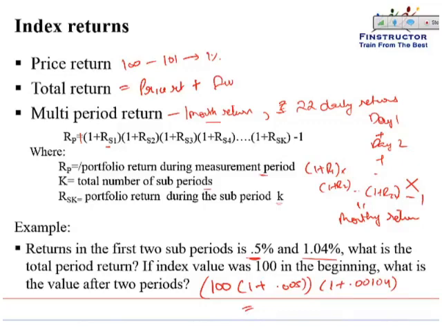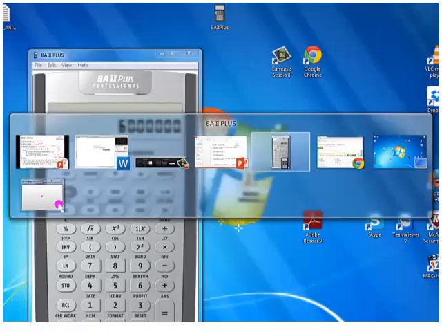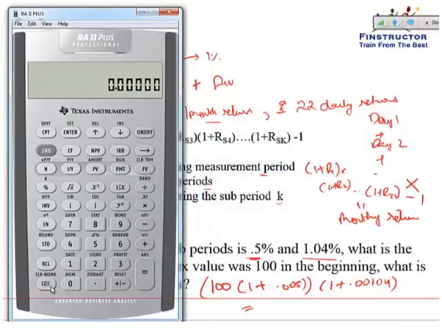Let's use a calculator and solve this. So it would be 100 into 1.005 into 1.00104. That will come out to be 100.6045. We'll store this in the memory register 1.